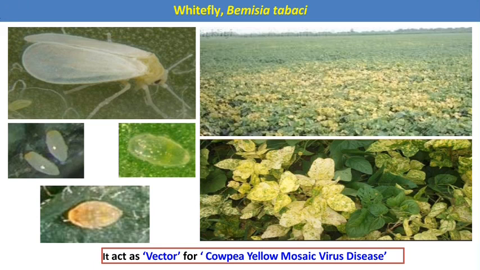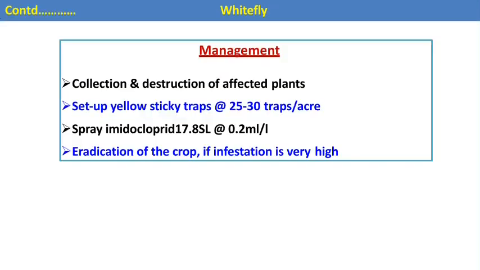And besides feeding, this Bemisia tabaci also acts as a vector for the cowpea yellow vein mosaic virus disease, and due to the virus, the yield is mostly reduced. For the management of the whitefly, we can install yellow sticky traps to trap the adult flies, and imidacloprid we can use for spraying.